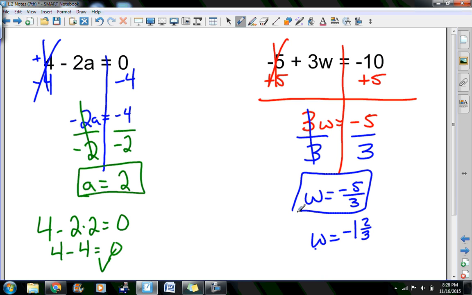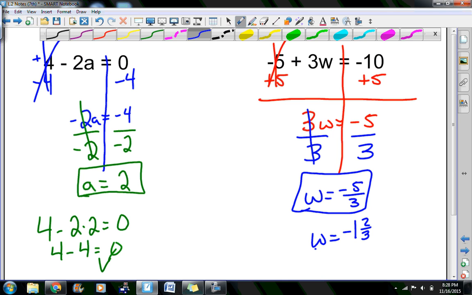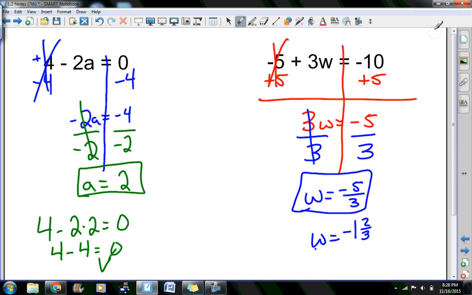But I prefer the improper fraction. So then I plug it back into the original equation. I know you might be panicking a little bit here, but it's not a big deal. We've done this before, just not with linear equations. So we get negative 5 plus 3 parentheses negative 5 over 3 is equal to negative 10. I'm laughing because Miss A is nodding her head feverishly as if she is freaked out by the fractions. It's not a big deal. We've done it before. So we'll work with the fraction first.